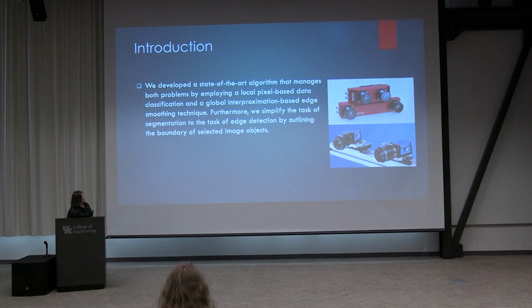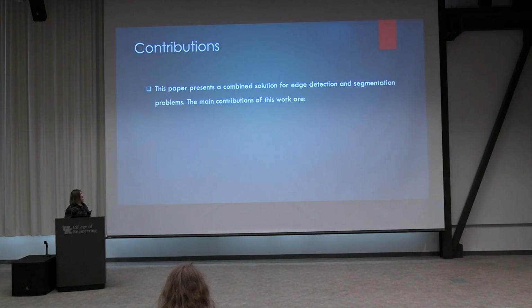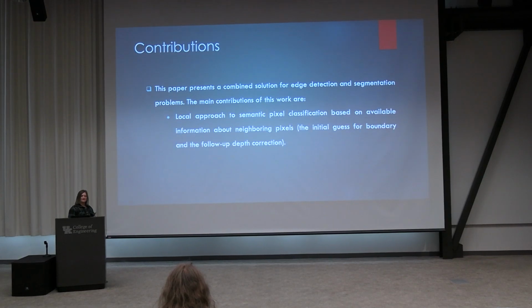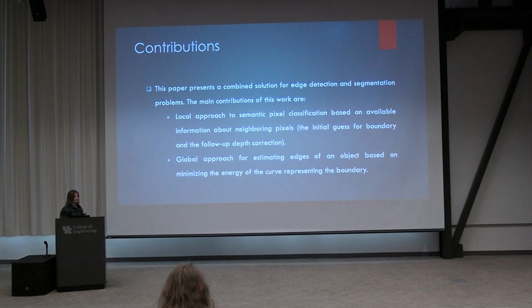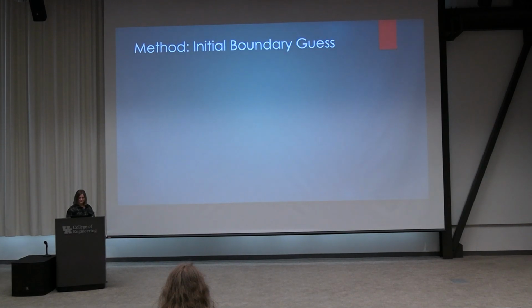So here I have a few of the stereo camera examples. So the contribution of this paper is in employing a local approach for semantic pixel classification before and after edge detection, and a global approach to estimating edges by minimizing energy of a curve representing the boundary of an object. So I will look at this algorithm step by step as it would process the data.